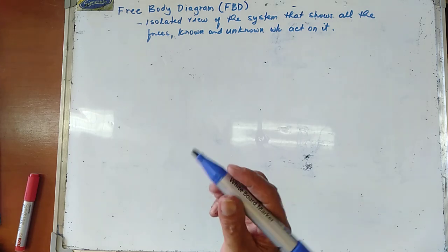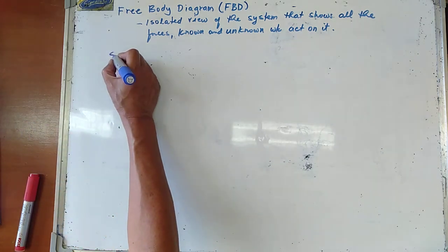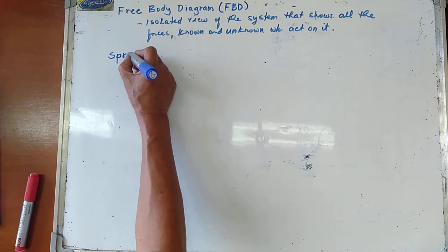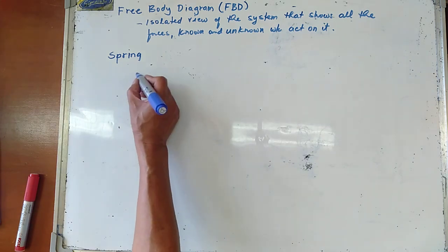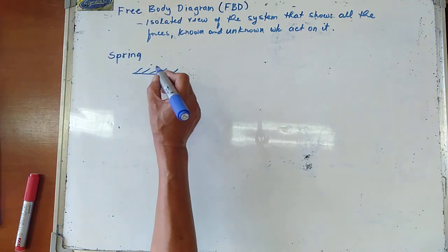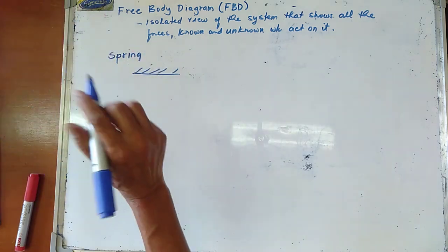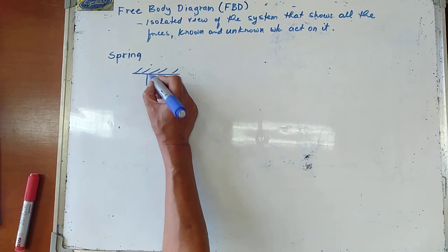Now, for the free body diagram of a spring, so for a spring, if this one in here is now, okay, so the spring is hanging vertically. So this is now your spring.